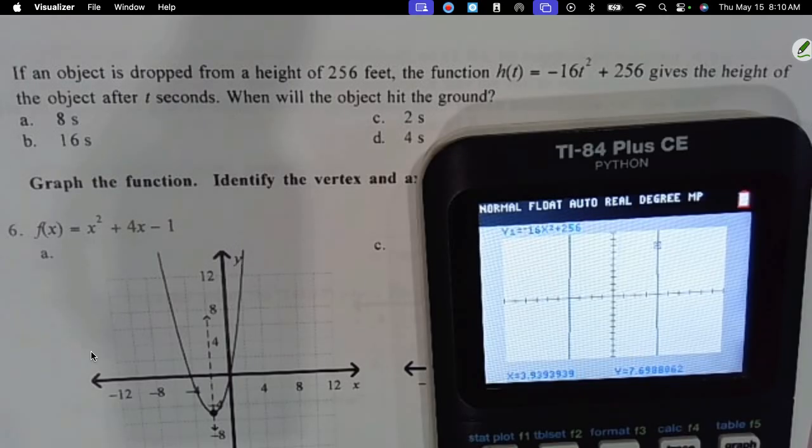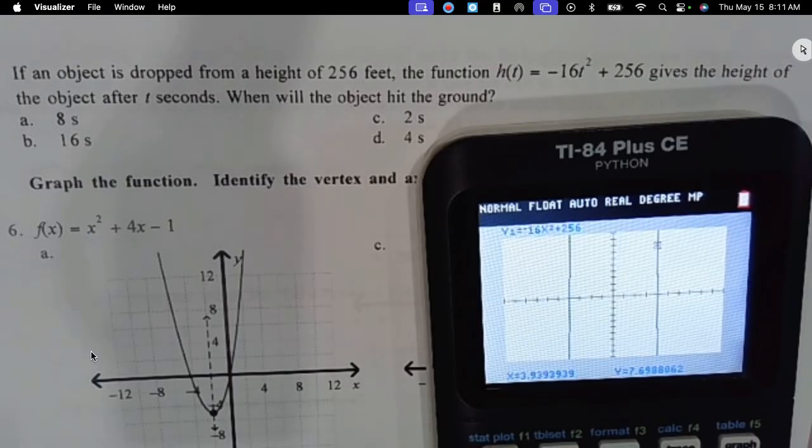What if it asked how high it was? Well, that would have been way up there. We would have found that answer. But on your test, it's going to ask when did it hit the ground. You're going to graph it and you're going to see. This one doesn't matter. We can't have negative 4 seconds. Cannot go back in time. Okay? All right, questions so far?